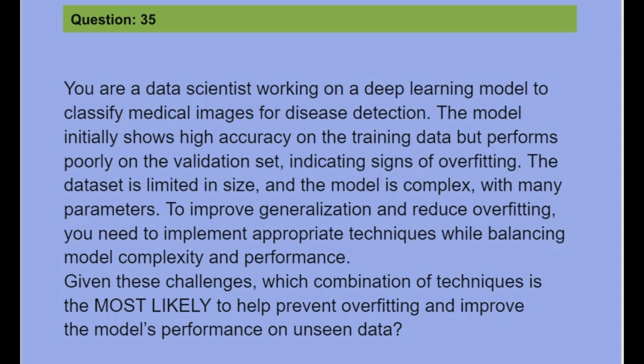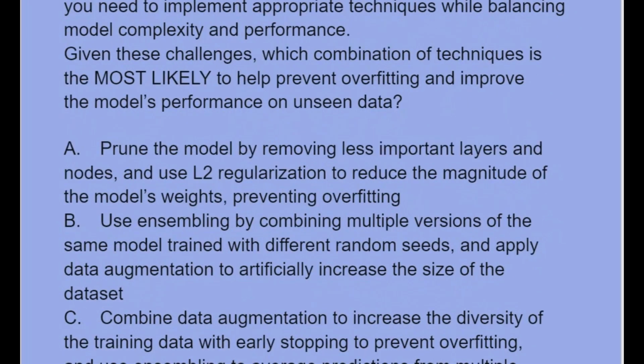Given these challenges, which combination of techniques is most likely to help prevent overfitting and improve the model's performance on unseen data? Option A, prune the model by removing less important layers and nodes, and use L2 regularization to reduce the magnitude of the model's weights, preventing overfitting.